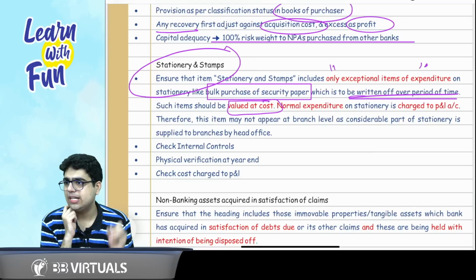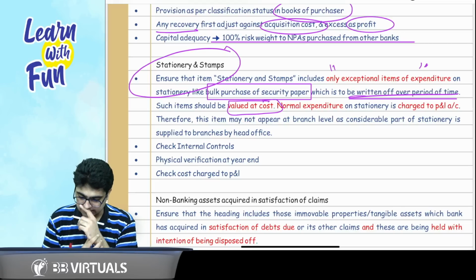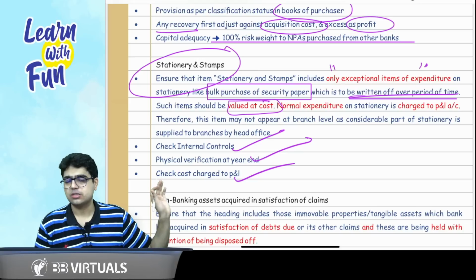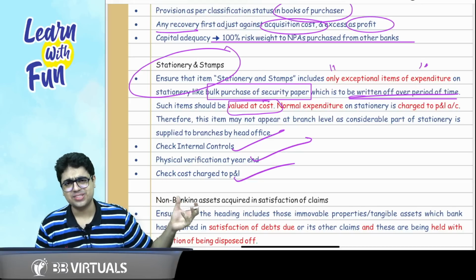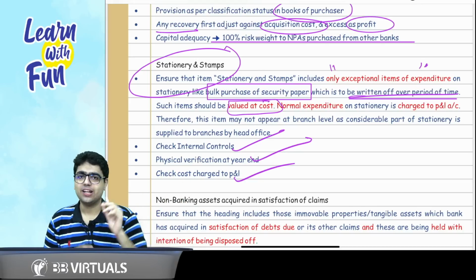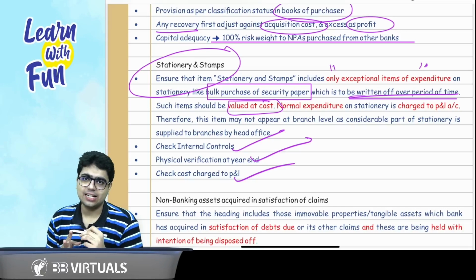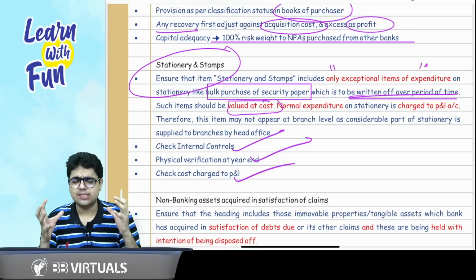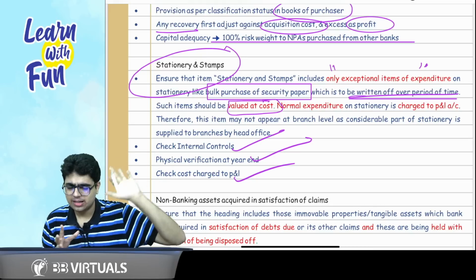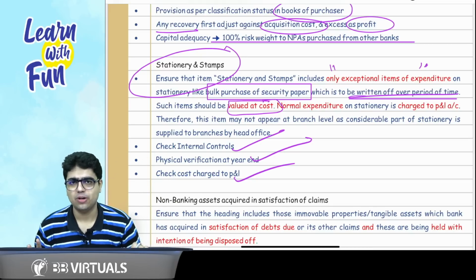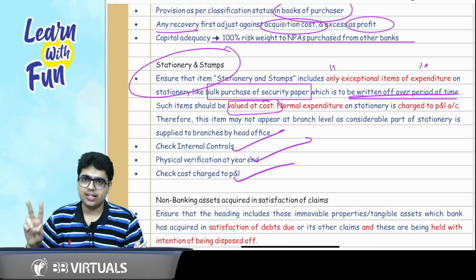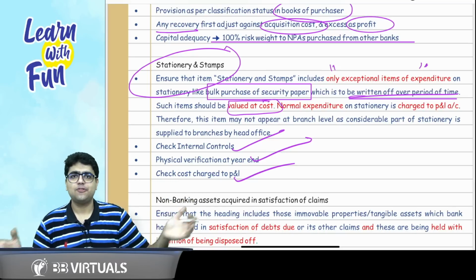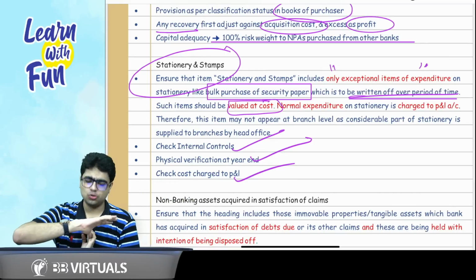And that's the only exceptional item of expenditure. Check the internal control verification at year end and check the cost. What is cost? Cost is charged to P&L account. So 4 points. Generally, it is charged to P&L account, but exceptional items like bulk purchase of security paper will be treated as an asset and written off over a period of time. Second thing, internal controls. Third thing, physical verification at year end, just like your inventory. And the fourth thing is charge the cost to P&L account.